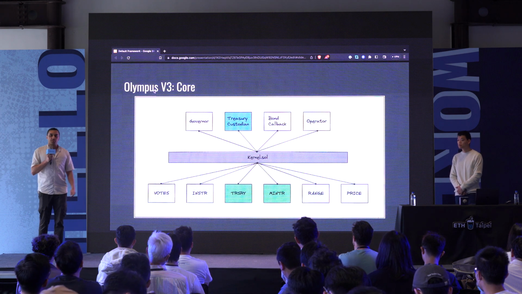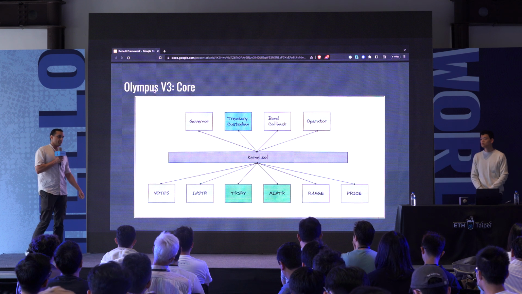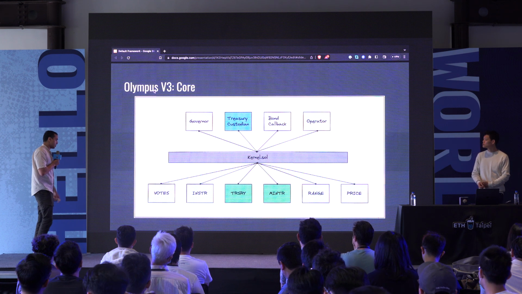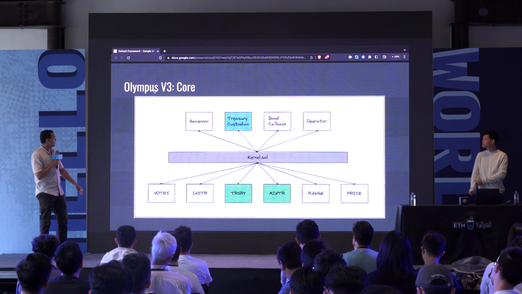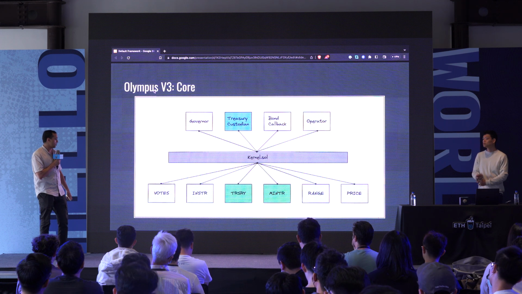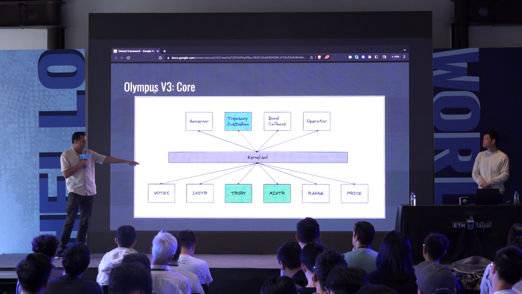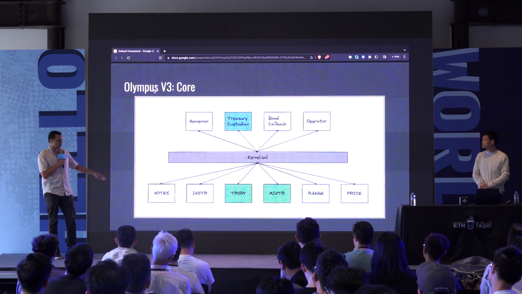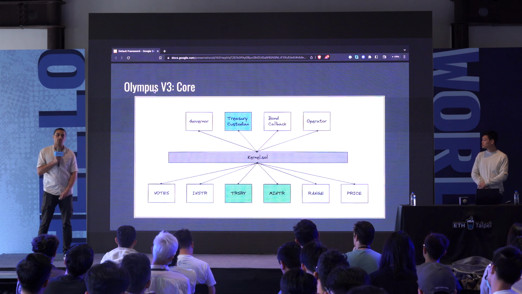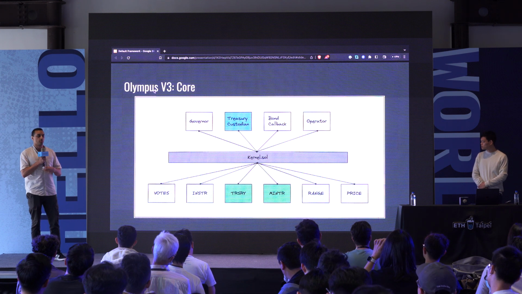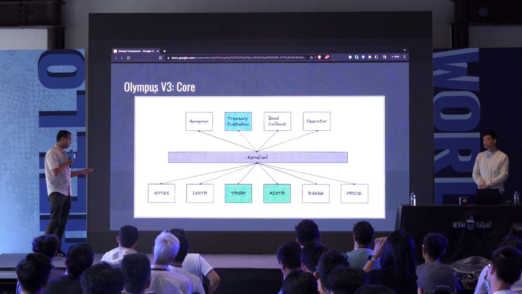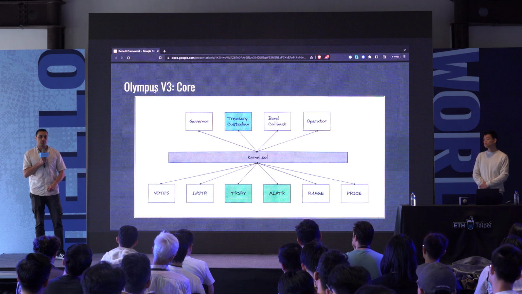So just to go over some examples of the Olympus v3 code base, it is obviously very simple to look at. The core of the protocol is just the treasury and the minter module below. The treasury, as I explained before, is just the asset store for the protocol. And then the minter is how we actually mint the token if we need to.